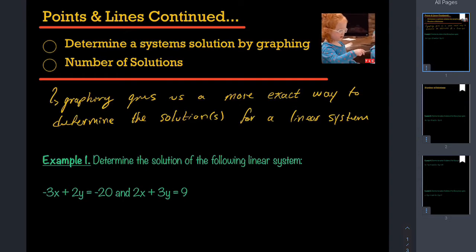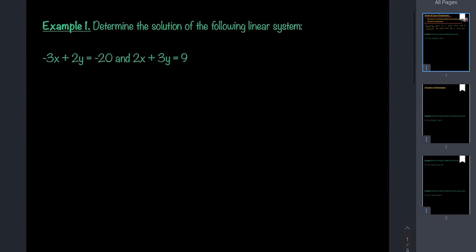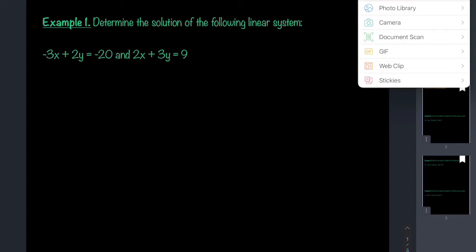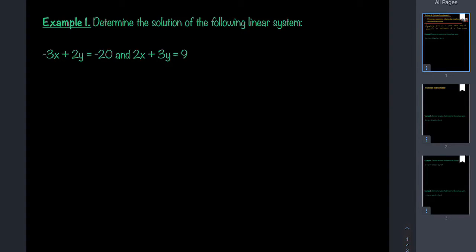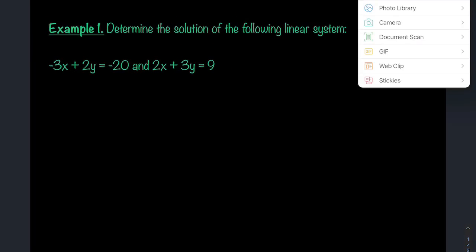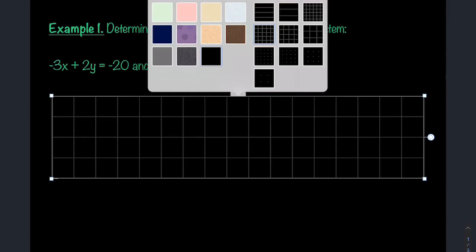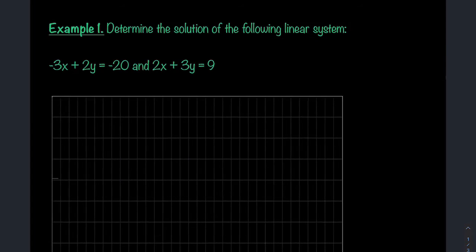So let's look at an example of this. And we're told in example 1 here, determine the solution of the following linear system. Normally I would put actually determine the solution by graphing. I didn't put that in there. That was my bad there. But what we're going to do, we're going to bring in a sticky of our grid. We'll go black. We'll make it the finest grid that we can.